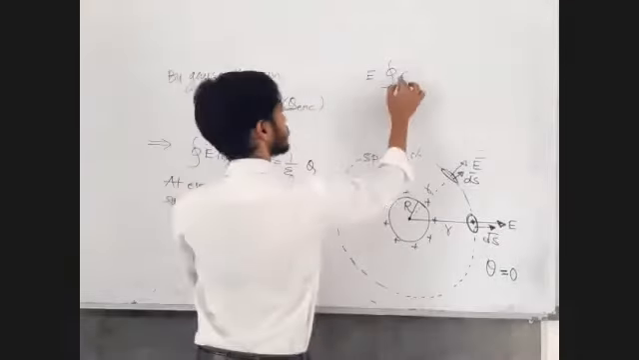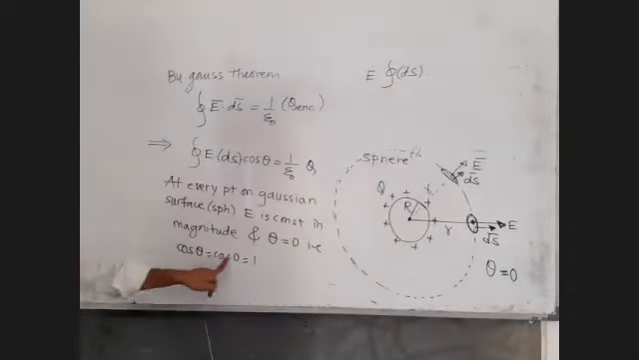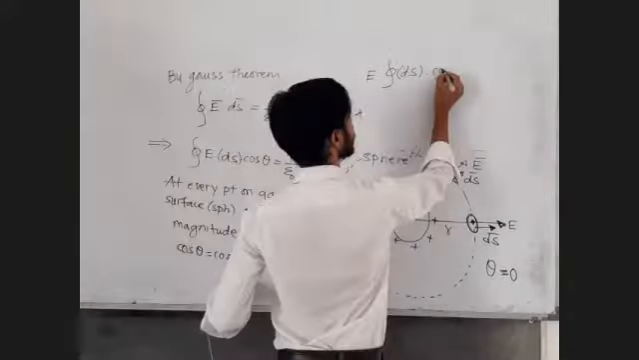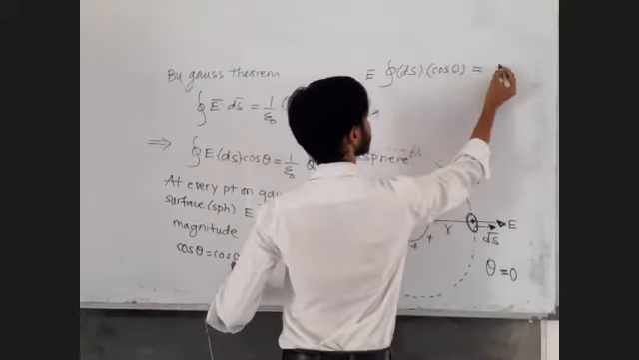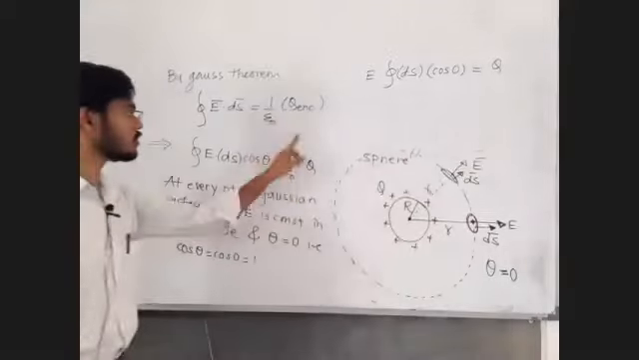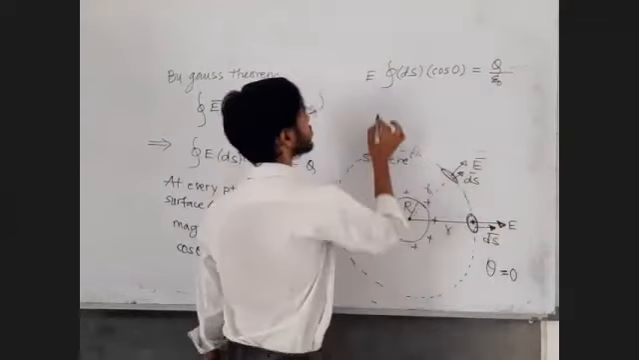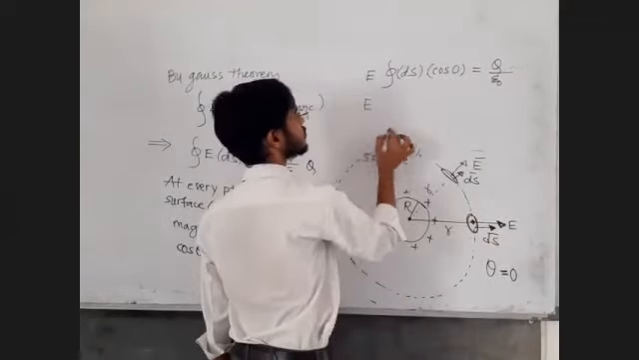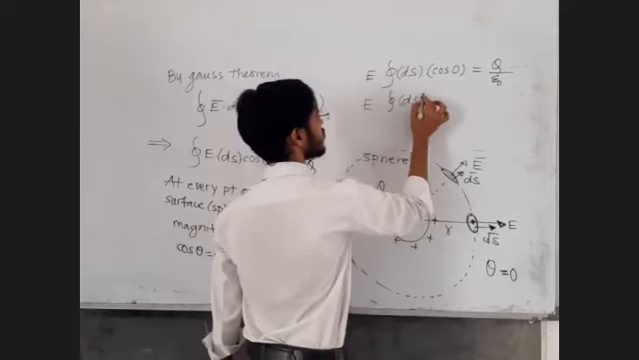ds as it is. cos 0, because theta is 0 everywhere. So cos 0 is equal to what? The charge enclosed is Q upon epsilon 0 as it is. Capital E as it is. cos 0 is 1, cos 0 is plus 1.